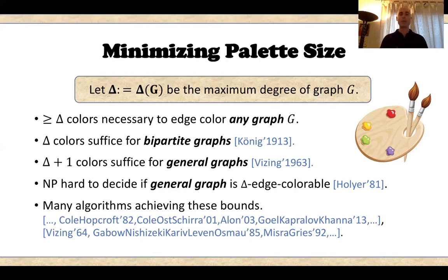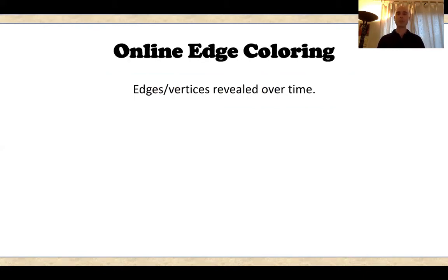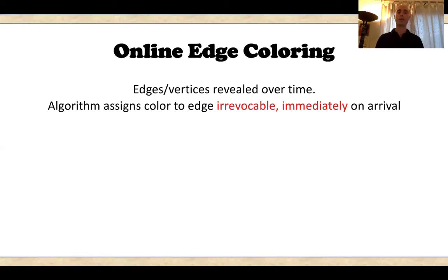Okay, but all of these references on this slide refer to the offline model of computation or existential colorings. In this talk, we'll be talking about online edge coloring. So here, instead of having the graph revealed to us in one go, we'll have the graph revealed piece by piece, either edge by edge or vertex by vertex, as will be the case in this talk. And what an online algorithm has to do is assign colors to each edge immediately and irrevocably upon arrival.